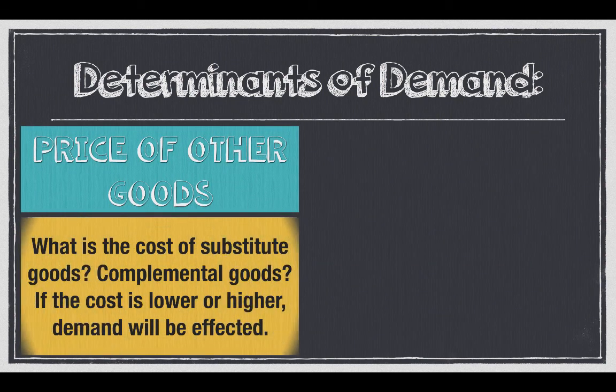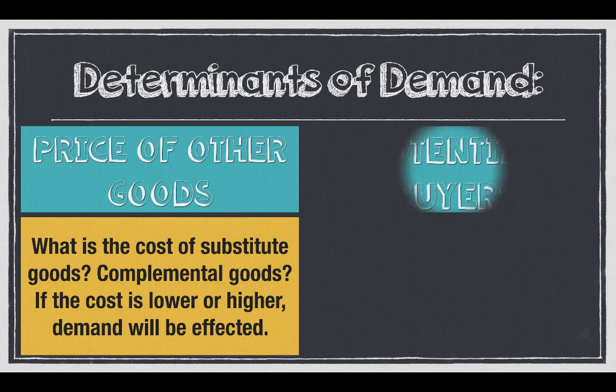Next, we see the price of other goods. What is the cost of substitute goods? Complement goods? Whether the cost is lower or higher, demand will be affected. So if the price of jelly skyrockets, maybe peanut butter's demand falls. Or maybe peanut butter is really the main part of that, and it stays unchanged. Think of the price of gasoline and the demand for tires, right? If gasoline is really expensive, we're not driving as much, so maybe we're not buying tires either.